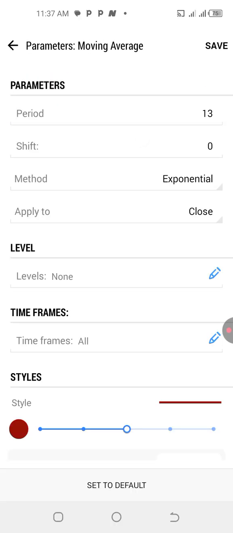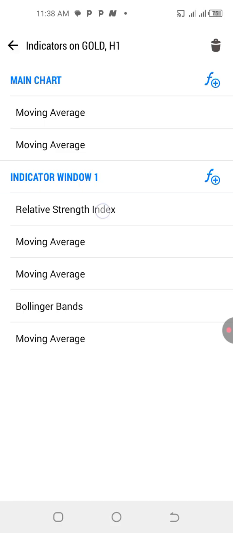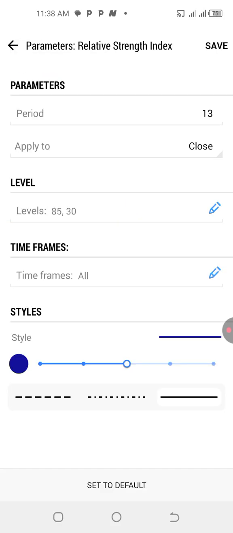The next one is this one, which is 13, exponential, the method, and the color lady. Save. And you come now to the TDI, which will start with the RSI. So RSI period, you put 13, apply to close. Then these are your levels, though they don't matter. The color you put blue or you leave it empty, all right?